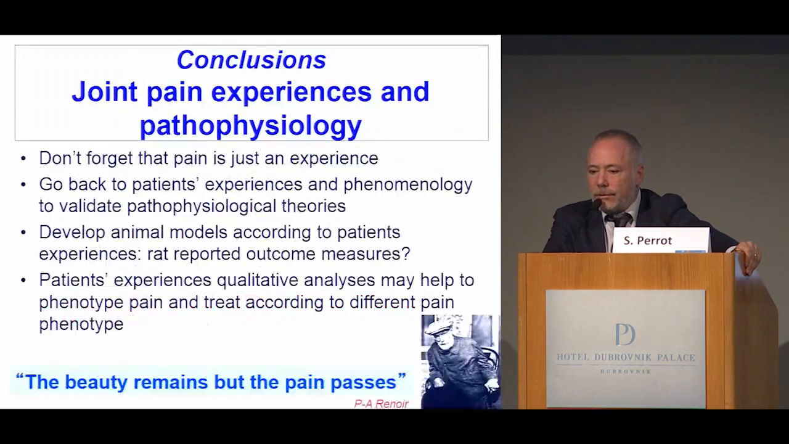So to conclude, don't forget that pain is just an experience. Go back to patients' experience and phenomenology to validate all our pathophysiological models. Also develop animal models related to patient experience, and I think this is perhaps rat-reported outcome models. And I think that patients' experience may help us to define different phenotypes with specific treatments adapted to each phenotype for better management of our patients.